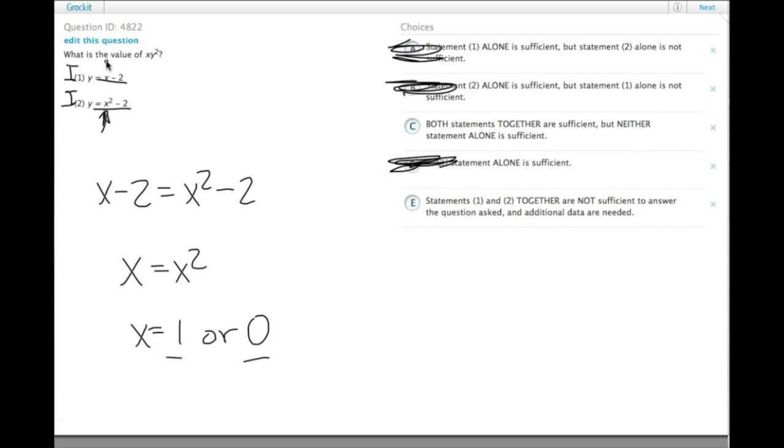However, it's a value question. What's the value of x times y squared? And we have 2 values for x, and so knowing that y equals x minus 2, that also gives us 2 values for y. We need a single value for sufficiency, so even in conjunction, the 2 statements are insufficient. Answer choice E.